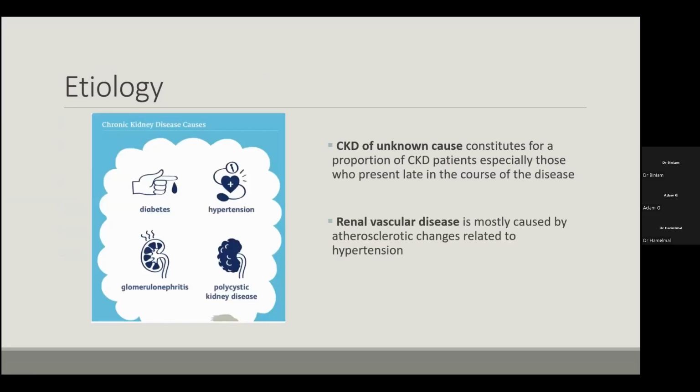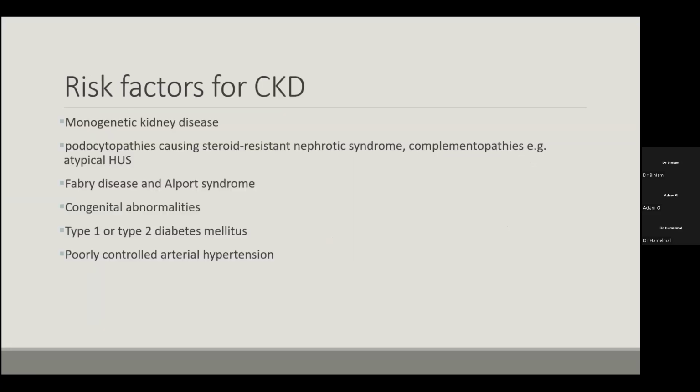So other than the causes, more important would be risk factors for CKD, some of which are causes, but not always. So we have to know these risk factors for CKD so that we can screen these patients regularly. That's more important than looking for the cause once the patient has developed CKD 4 or 5. So risk factors are monogenic kidney diseases like polycystic kidney disease.